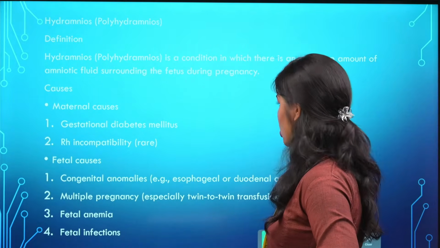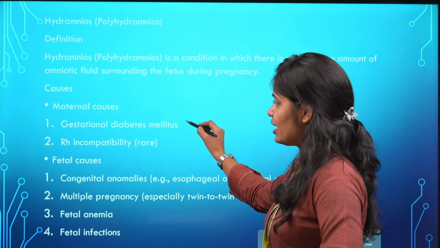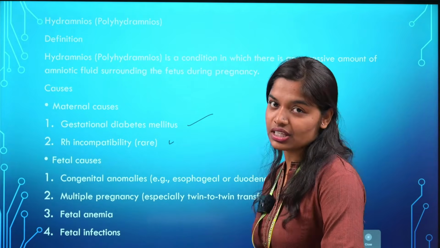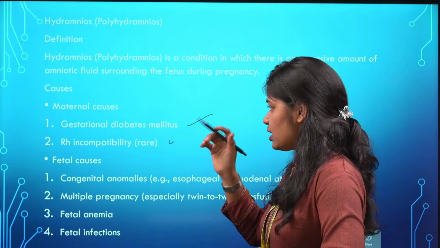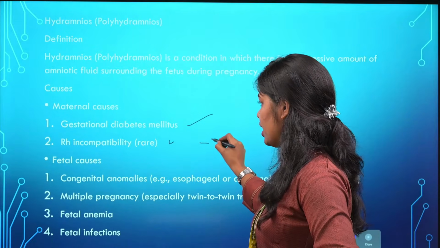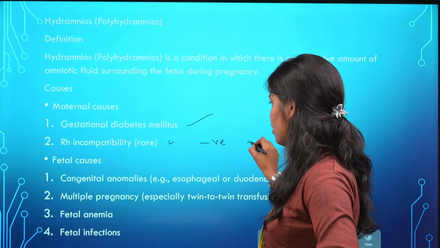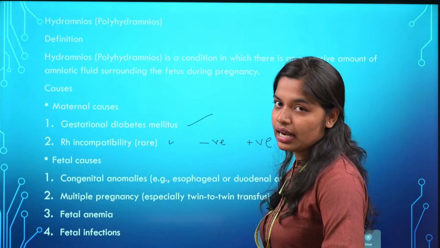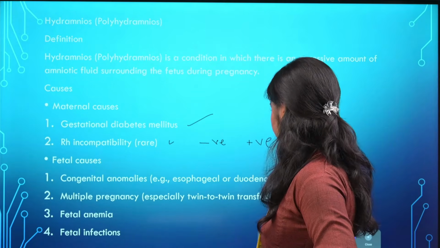The maternal causes include gestational diabetes mellitus and Rh incompatibility. Rh incompatibility is when the mother has an Rh negative blood group and the fetus has an Rh positive blood group.